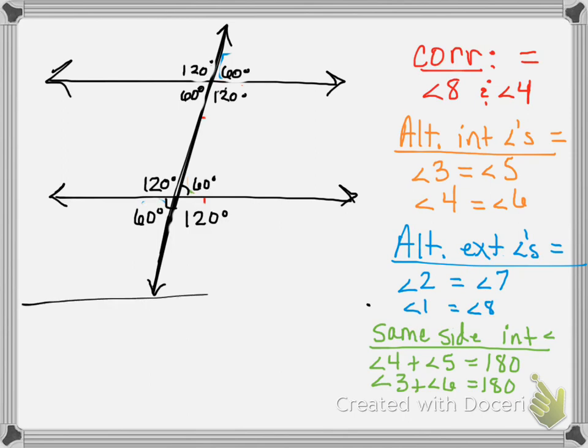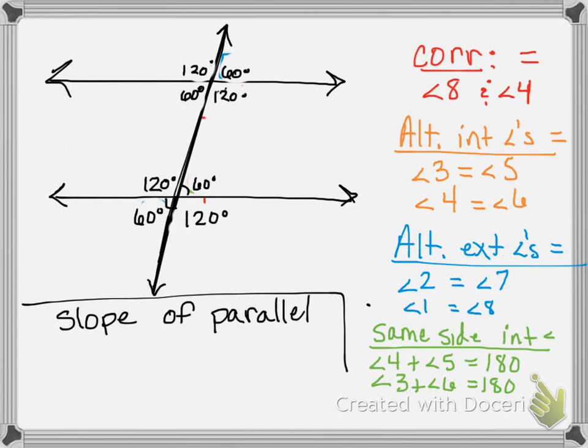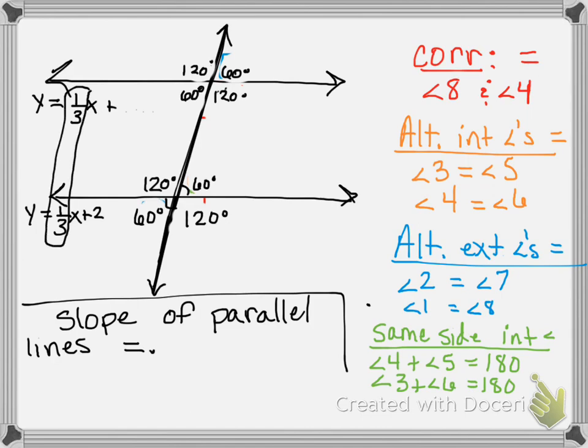And the reason that is because if we know the slope of one parallel line, we know that the slope of parallel lines are actually equal to each other. So let me write that down. Slope of parallel lines is equal. So if one equation, maybe the bottom line, this slope is y equals 1/3x plus 2, then we know the line up top has also got to be 1/3x plus something. All right, but both of them have the same slope, which is 1/3.